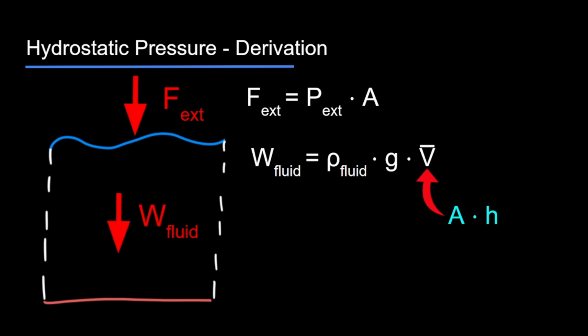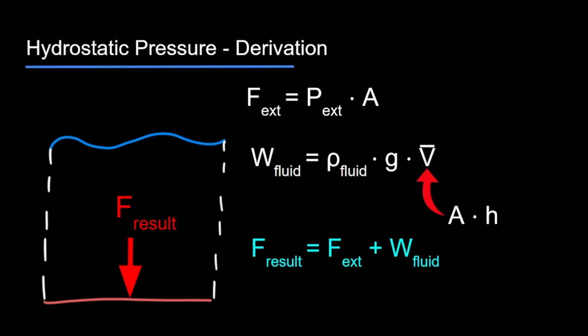And this is a 2D view if you haven't already put that together. Height is just the height of the water box in this case, or height under the water. So adding these up, you get the resultant force, which we will then divide by the area to get the resultant pressure. You have F external plus weight of the fluid.